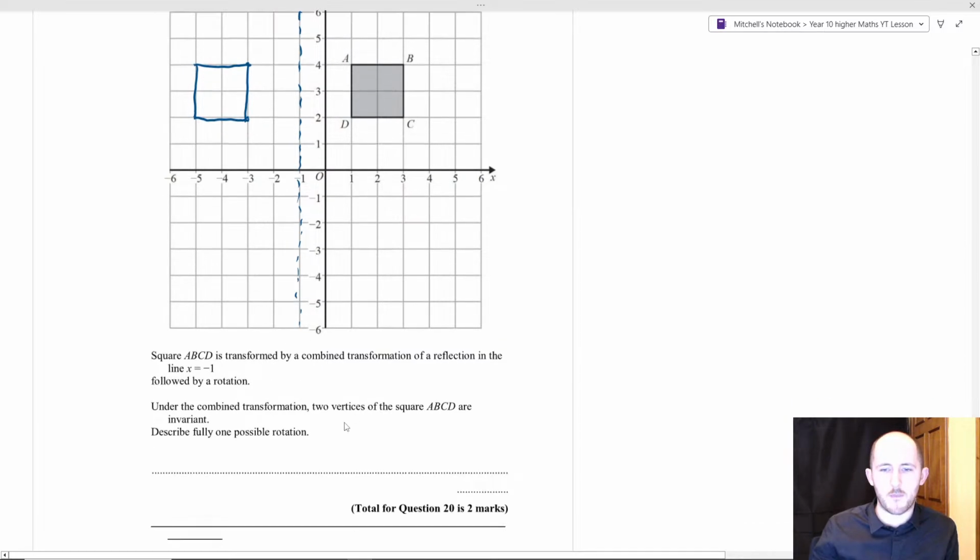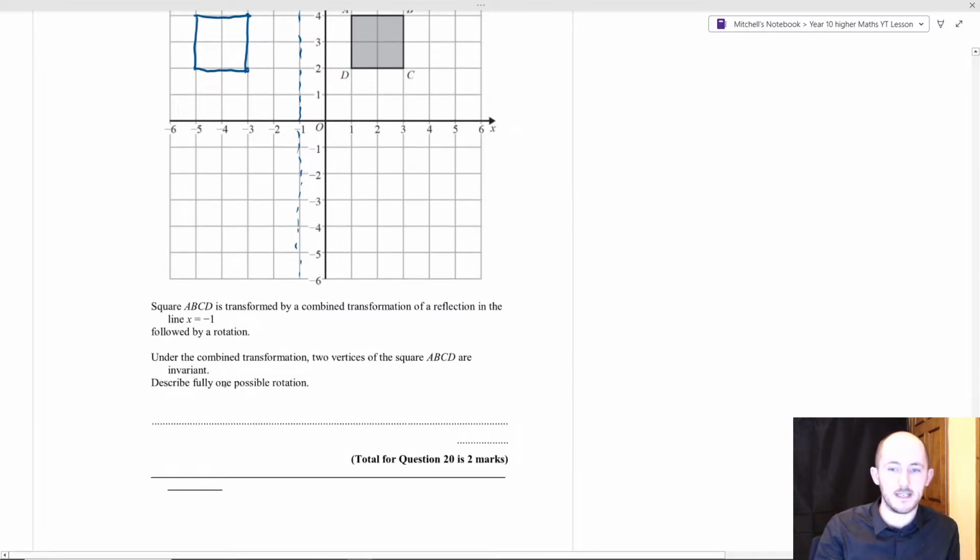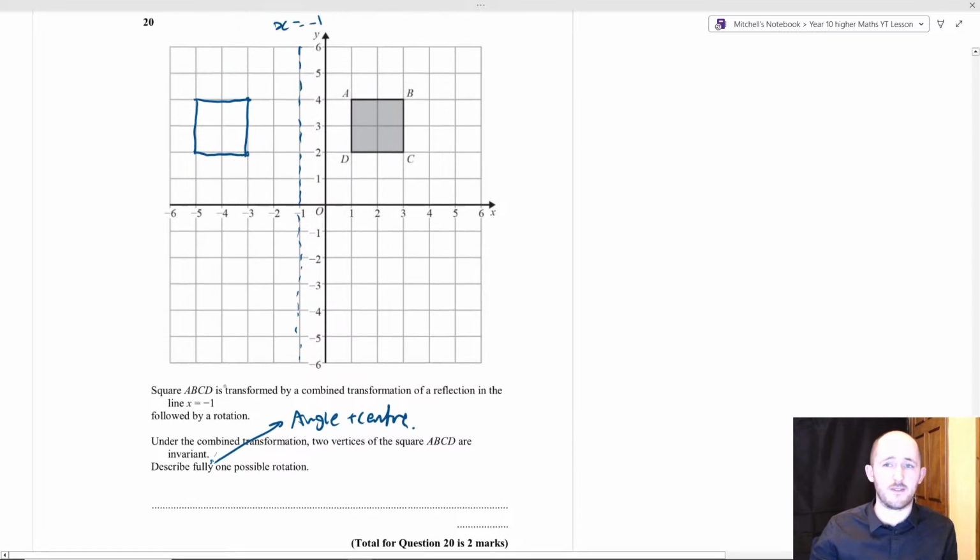Okay. And remember, when you describe fully, you want... So in this case, we know it's a rotation. So you don't get a mark for rotation. You're going to get a mark for the angle plus the center. Now again, this is going to be quite tricky for me to do over the internet because I don't have tracing paper. But here's what I would do.